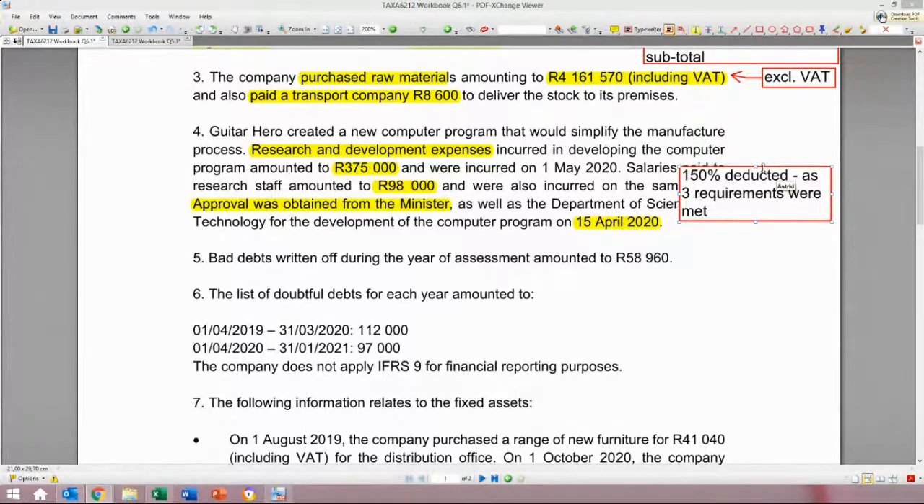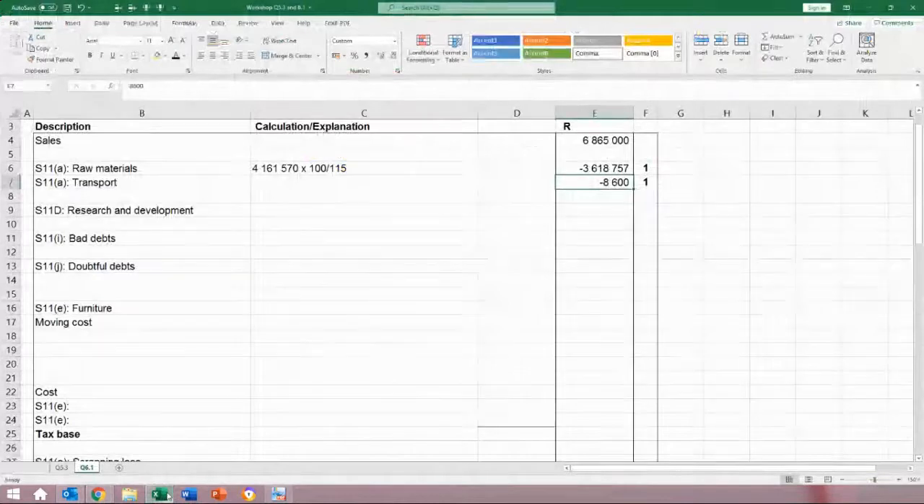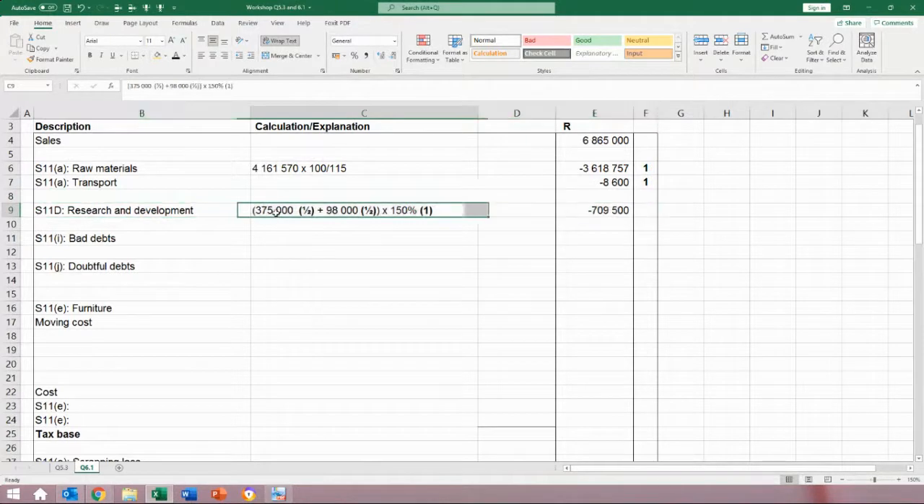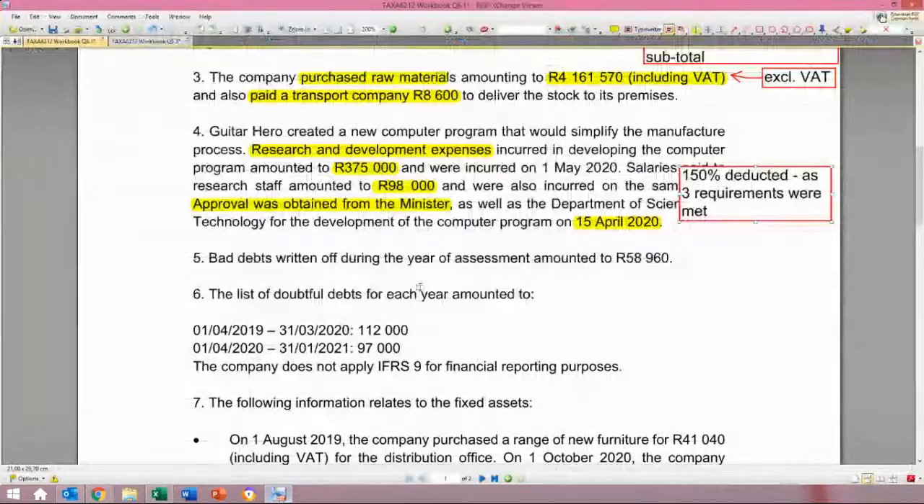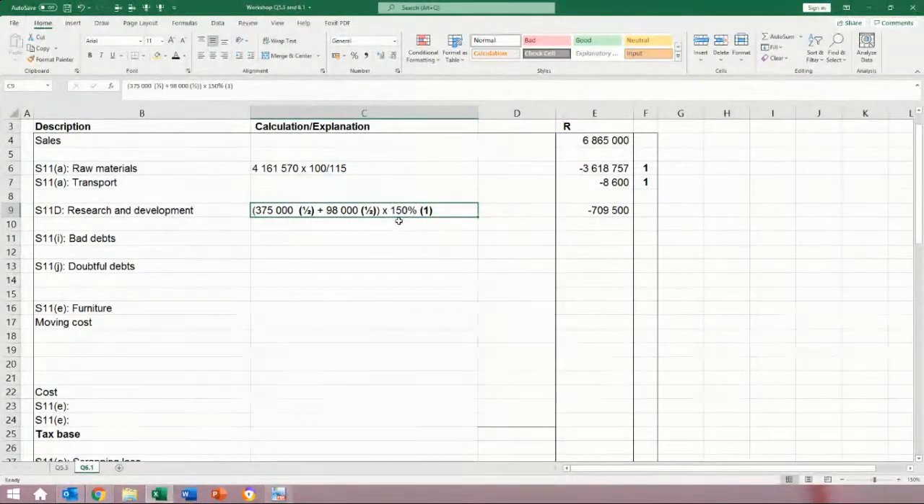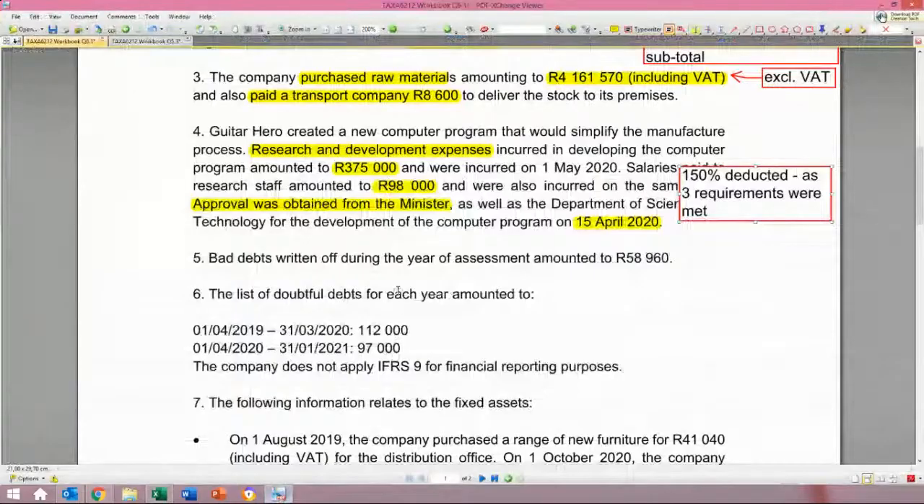Okay, so because these requirements are met, for the R&D expense you are allowed to get 150% of the deduction. So what it means is you go and add the 375,000, which is what we incurred for the program. You add any staff costs or any additional cost, you add these two together first, and then you multiply that with 150%. So you would have received half a mark for showing the two separate amounts, and then you would have gotten a full mark for actually doing the 150% because the three requirements have been met.